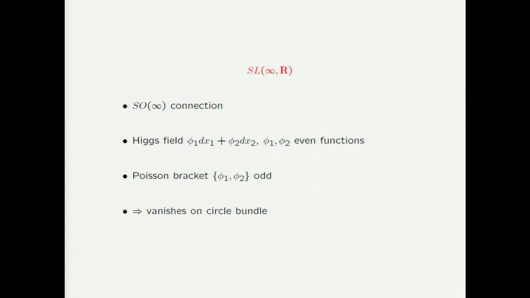I would want my connection to be an SO infinity connection, which means that I have my distinguished circle bundle. And I would want my Higgs field to take values in the orthogonal complement of the Lie algebra of SO infinity. So I'd want phi 1 and phi 2 to be even functions, and then the Poisson bracket is odd. But note that because it's odd, it actually vanishes on this circle bundle. So this Poisson bracket here is a function. Actually, it's not quite a function because it's really a section of the pullback of K K bar. But anyway, essentially, it's a section of a real line bundle, and it vanishes on this circle bundle.